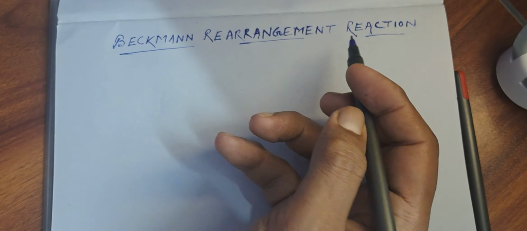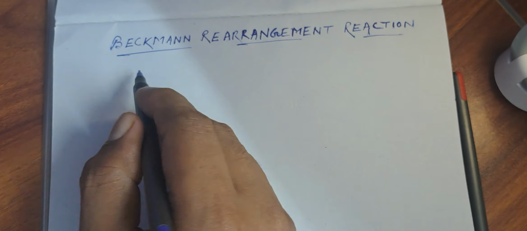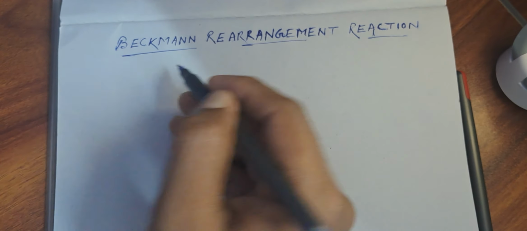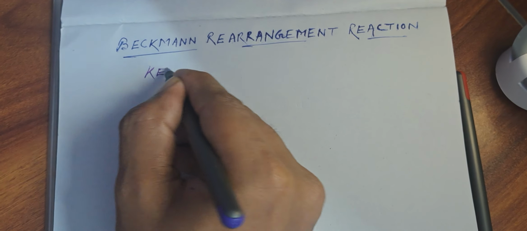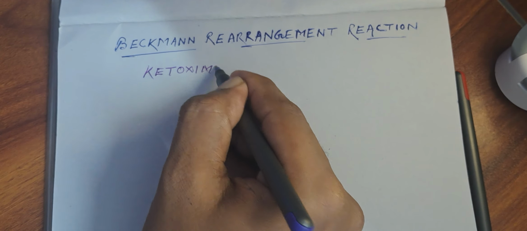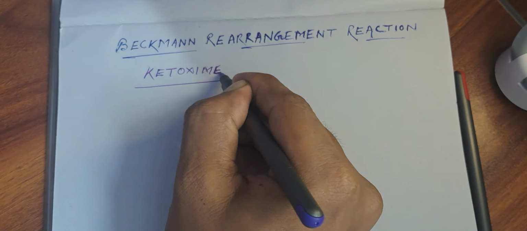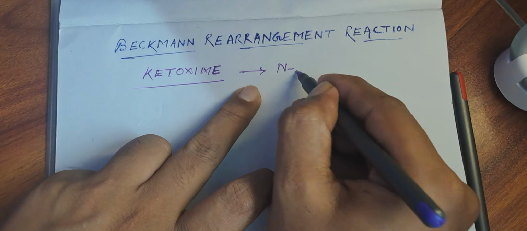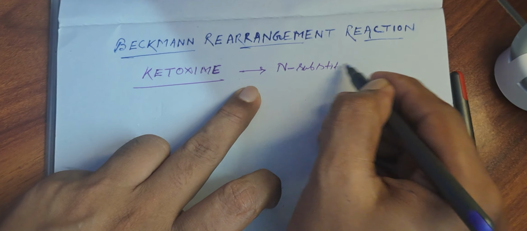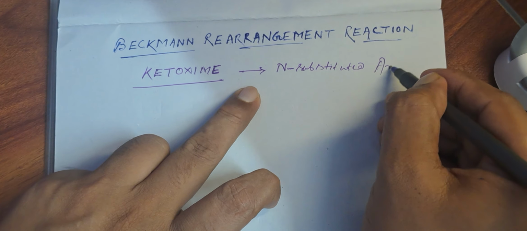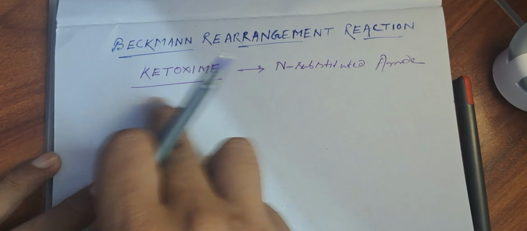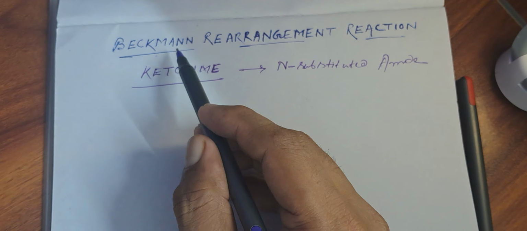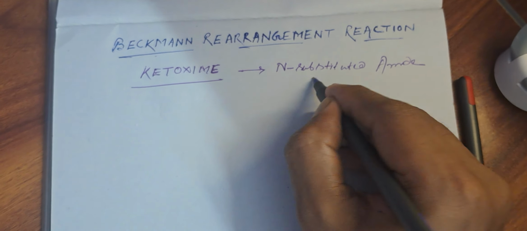Now today's topic is the Beckmann rearrangement reaction. Straightaway we'll dive into the main topic. The Beckmann rearrangement reaction is used when your assignment is to convert a ketoxime into an N-substituted amide. The underlying mechanism is the Beckmann rearrangement reaction, which was explained by the scientist Beckmann. Fine. So ketoxime to N-substituted amide.